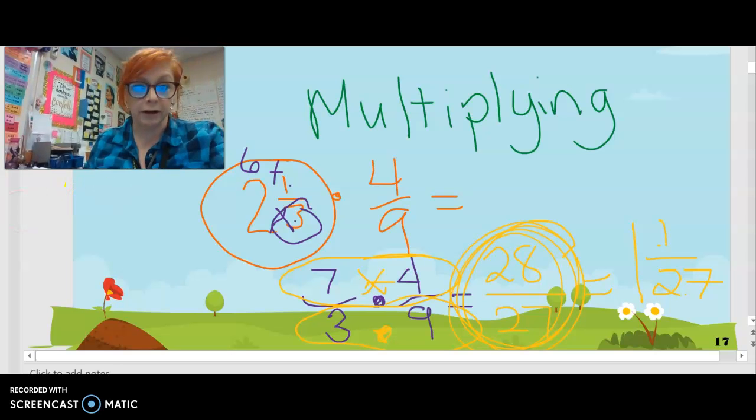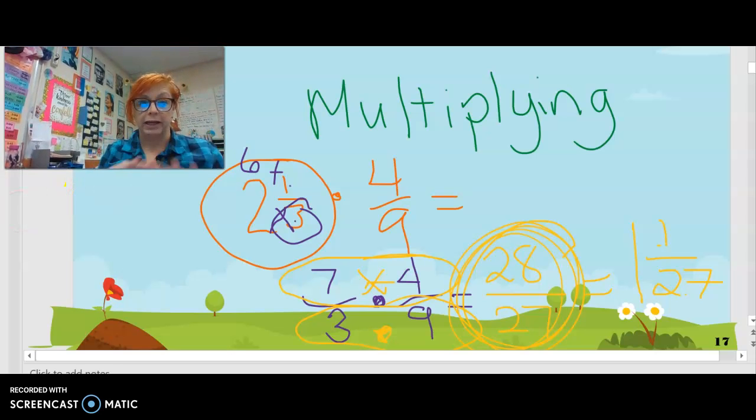All right, that's not too hard, right? You guys can remember multiplying straight across. Say that to your neighbor right now.